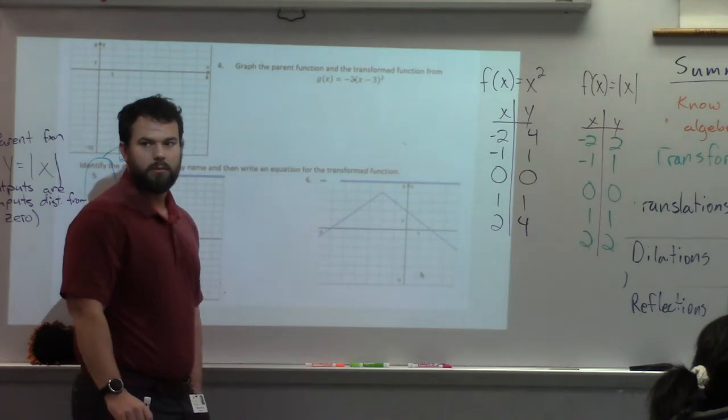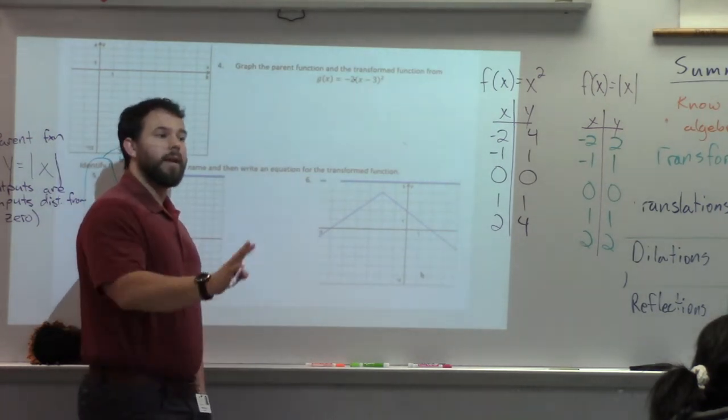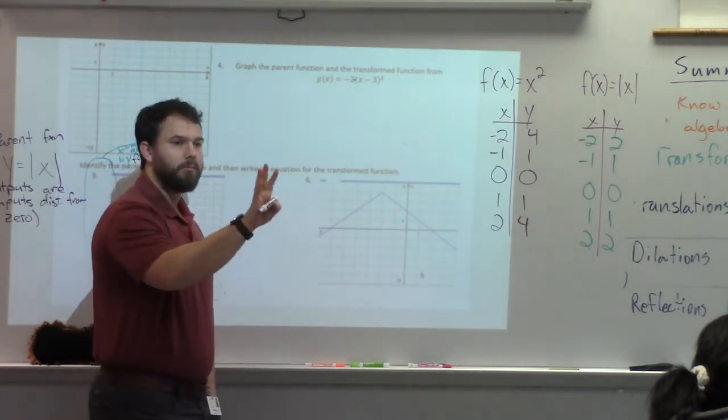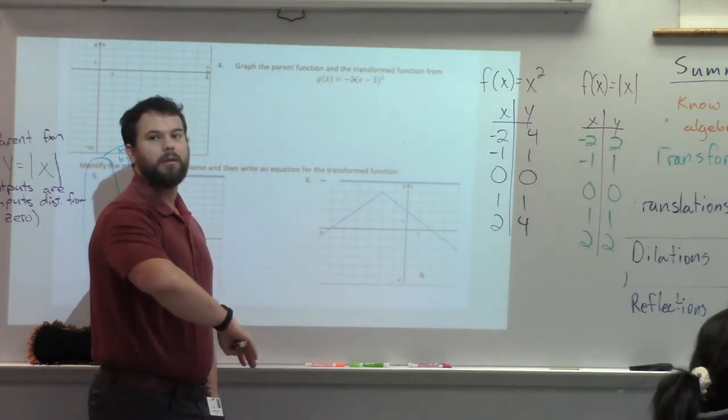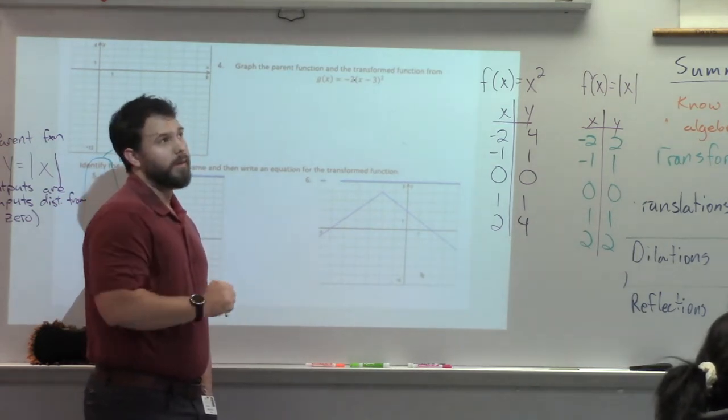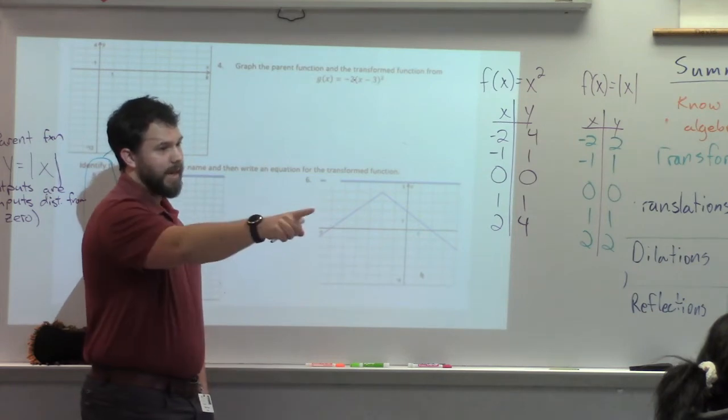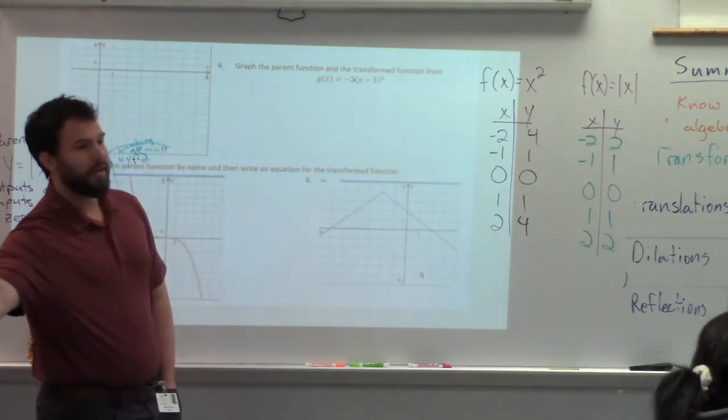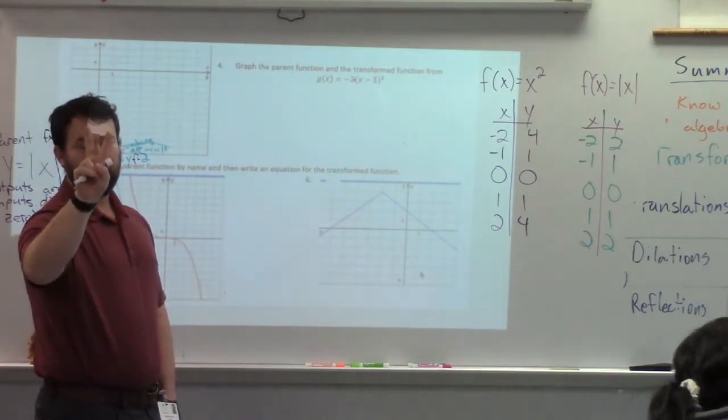Yes, so that's a vertical. Well, one, it's outside, so it's vertical, but because it's multiplied, we know it's a reflection. It's negative, so it's a reflection, but it's also a dilation. You have to talk about both of those things.